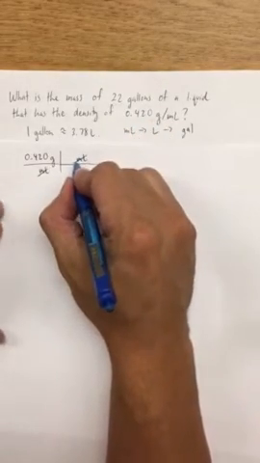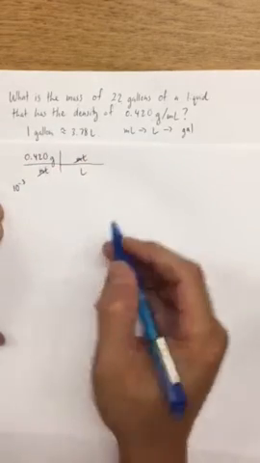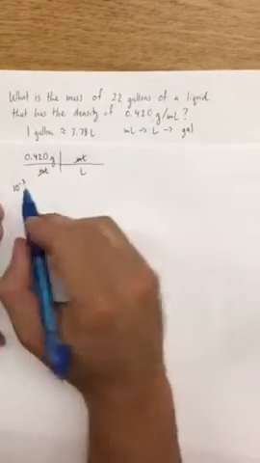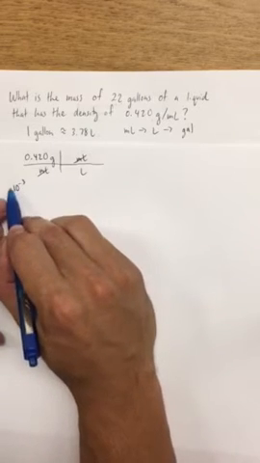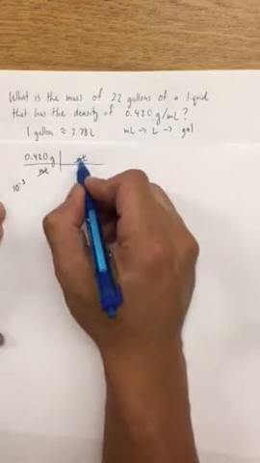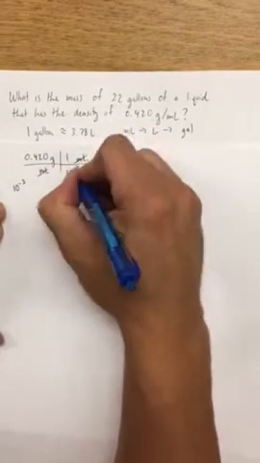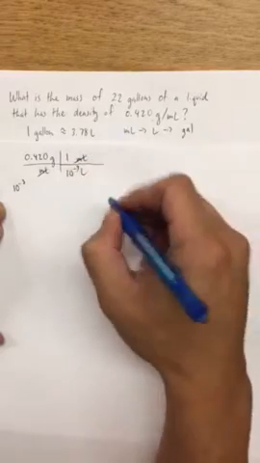The prefix milli means 10 to the negative 3. Like Mr. Holguin says, the smaller number, right, 10 to the negative 3, goes with the larger unit. So 10 to the negative 3, and we'll write a 1 on top. Okay.